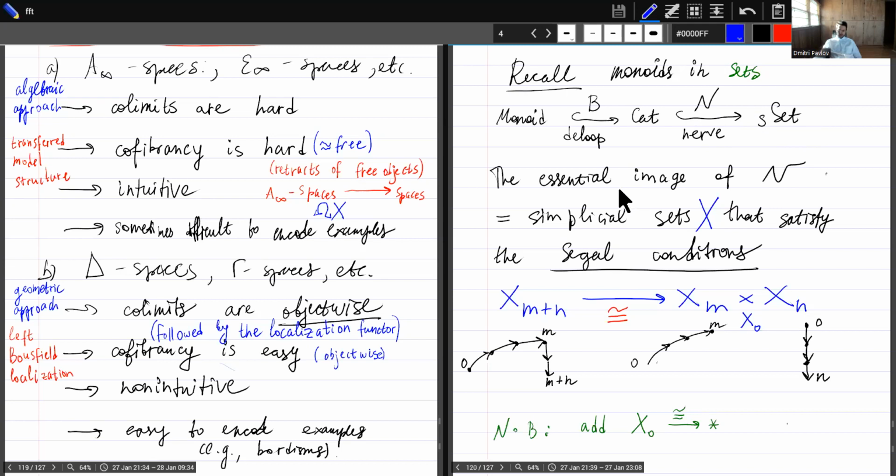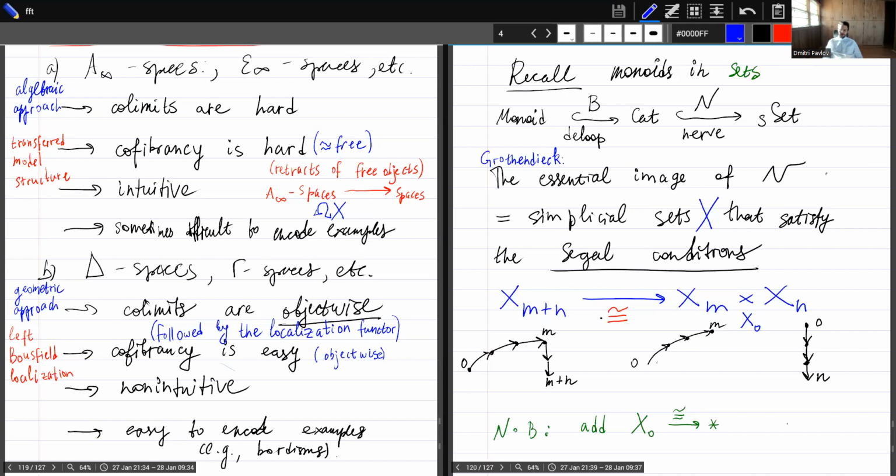So naturally, we are interested in describing the essential image of the nerve functor. And as it turns out, and basically this was already observed by probably Grothendieck, the essential image of the nerve functor comprises precisely those simplicial sets X that satisfy the Segal conditions. What is a Segal condition?